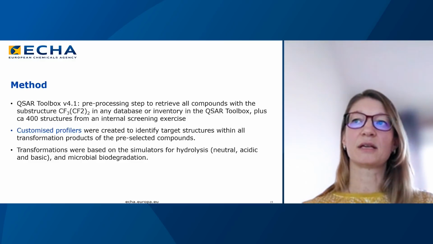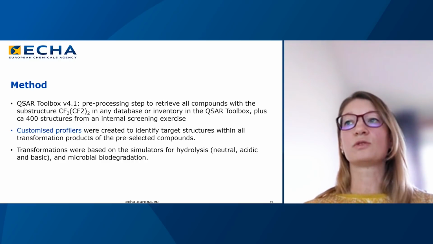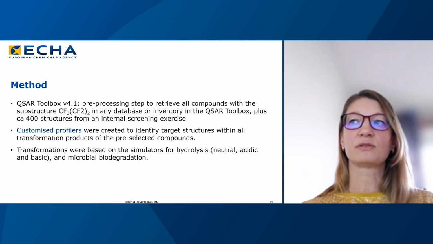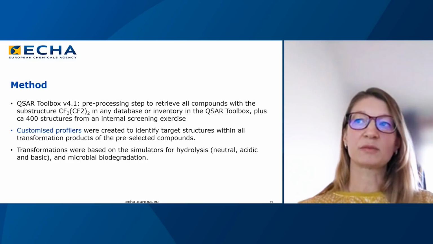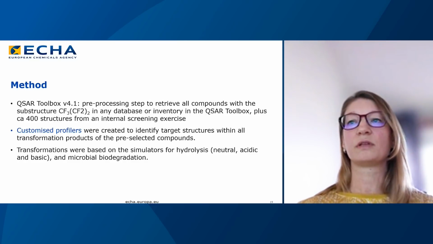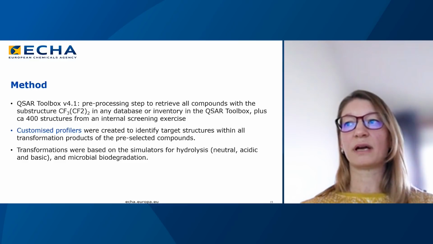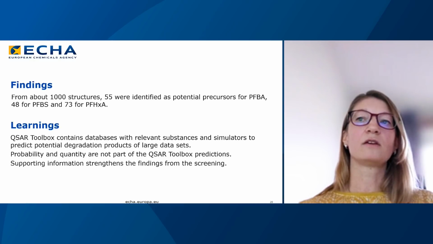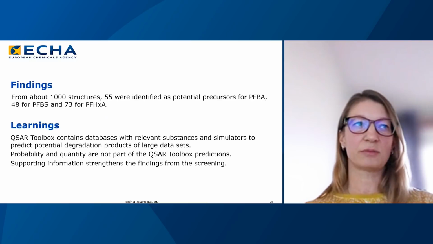We first selected the substances having the perfluoro structure as a substructure in the molecule. We used databases and inventories in the QSAR toolbox, plus about 400 additional structures from an internal screening exercise. We used here as well the customized profiler functionality to identify target structures within all transformation products of the pre-selected compounds. Transformations were based on the simulators for hydrolysis and microbial biodegradation. From the about 1,000 structures we started with, we found around 170 potential precursors.